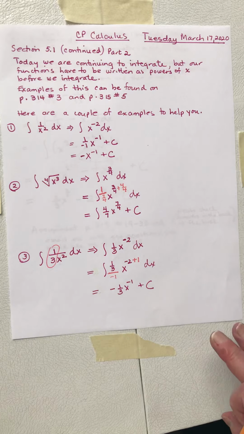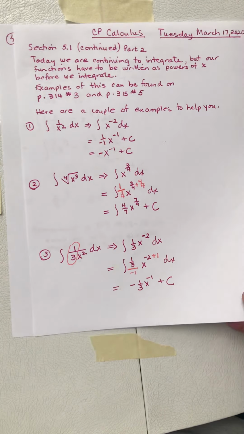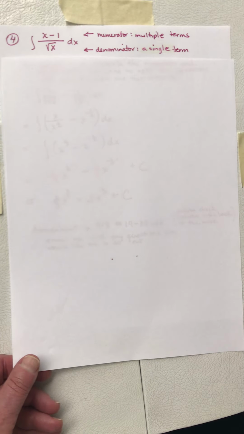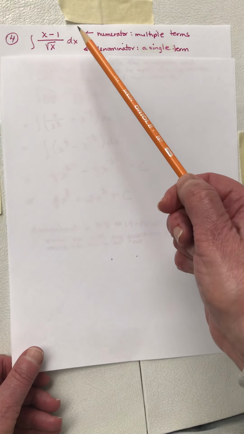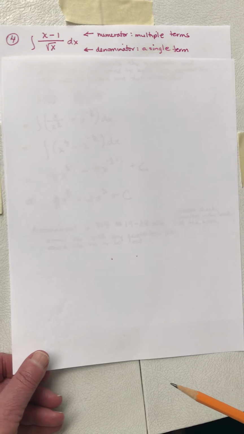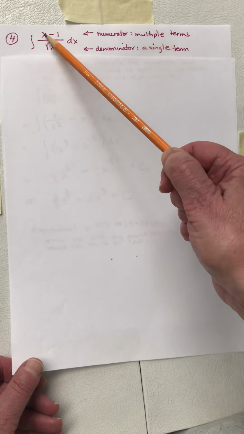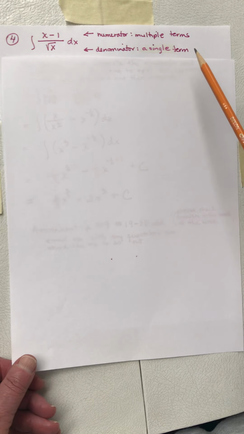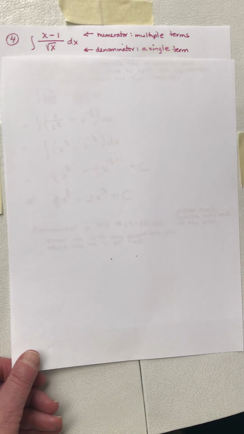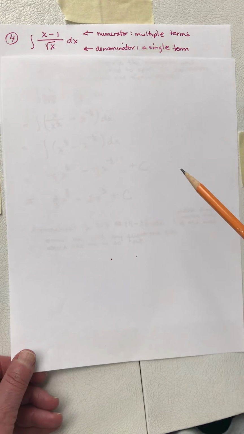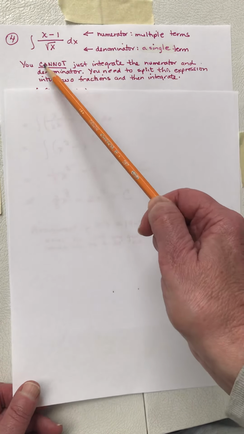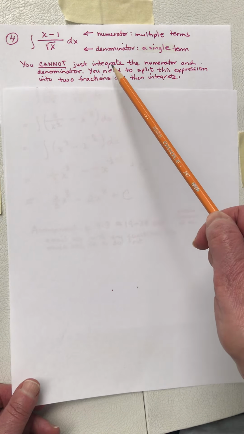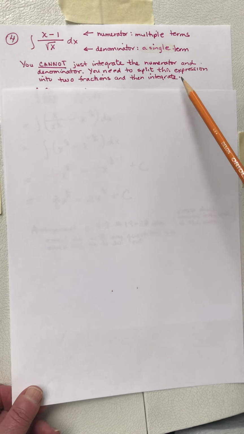All right, last problem. Now, last problem is a little challenging, but I think you're up for it. So let's take a look. So here we have, what do we have? We have a numerator and denominator. We have a rational function. And our numerator has multiple terms in it, 2 terms. And our denominator has a single term, which is key. So what you might think we want to do is integrate the numerator and integrate the denominator. But guess what? No, you cannot just integrate the numerator and the denominator. Instead, you need to split the expression into 2 fractions and then integrate.